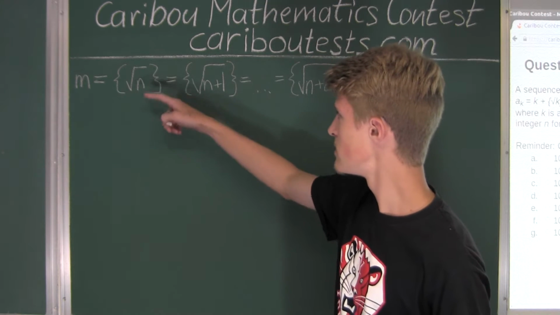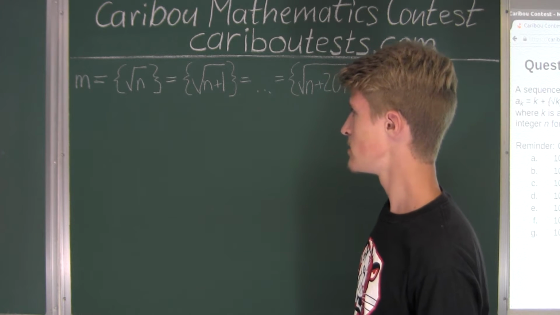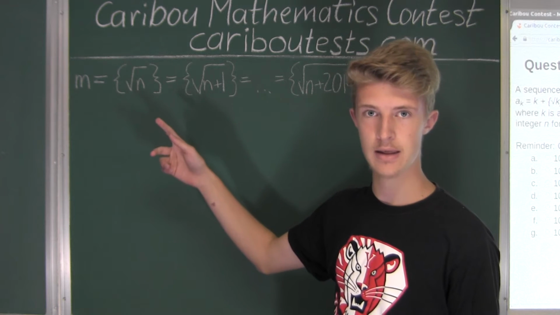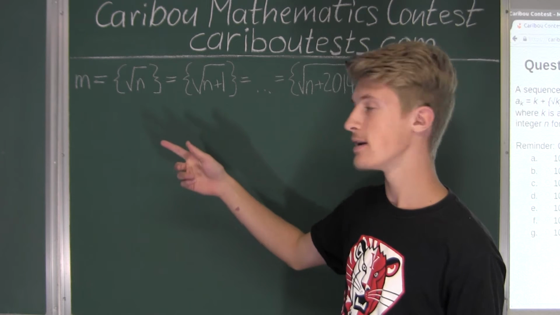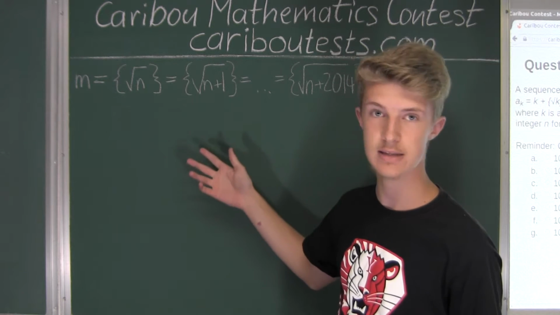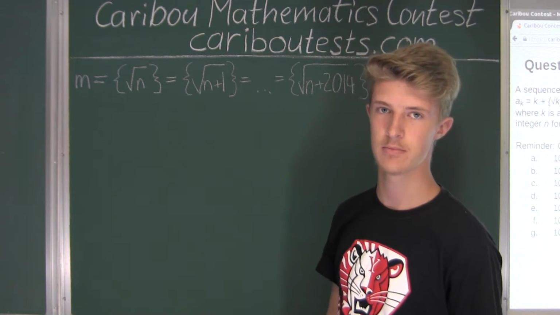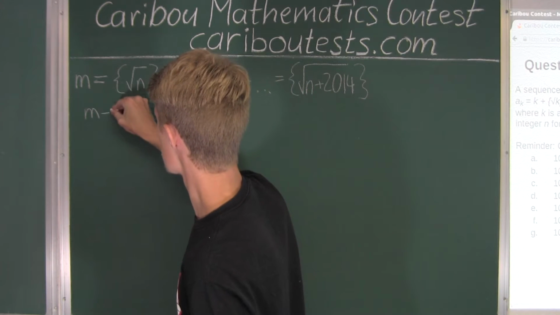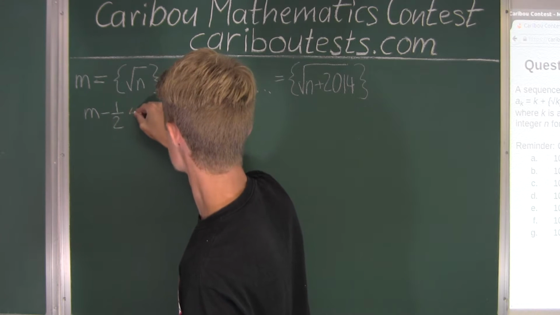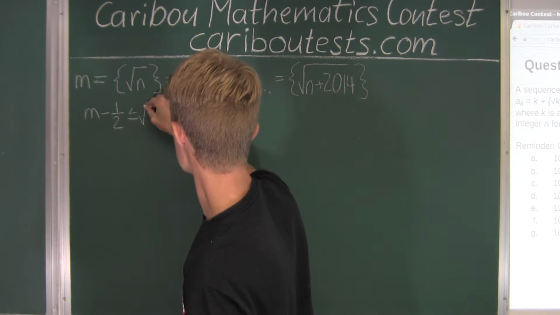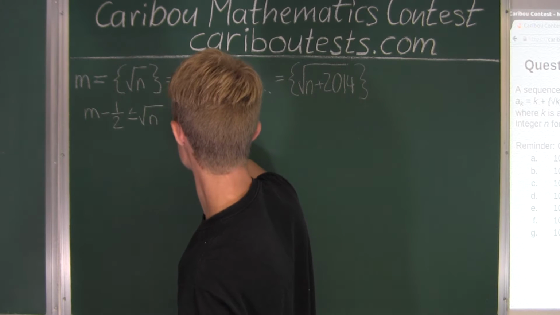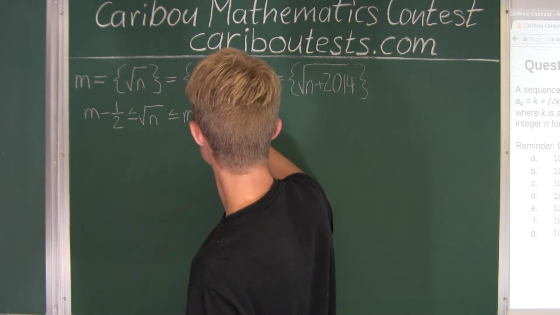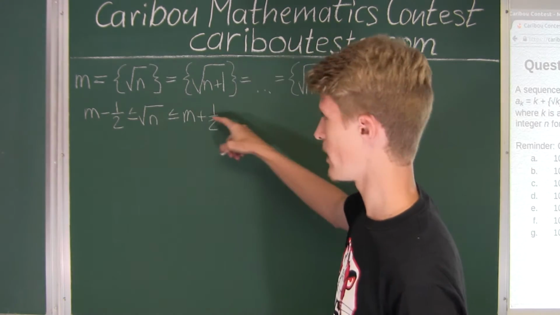Now for the square root of n to round to m, well, it cannot be less than m minus a half, and it also can't be greater than m plus a half, or else it would round to m plus 1. So now let's write this down. So this is what the interval would look like.